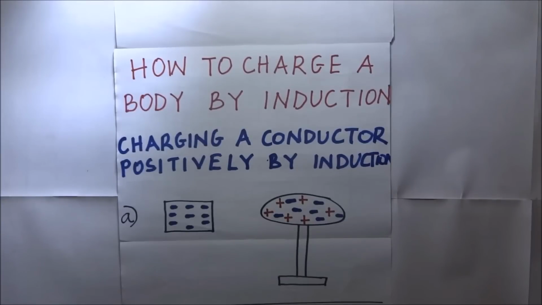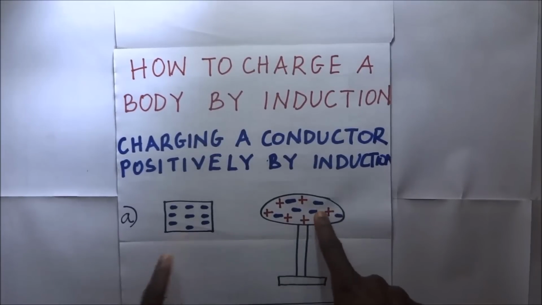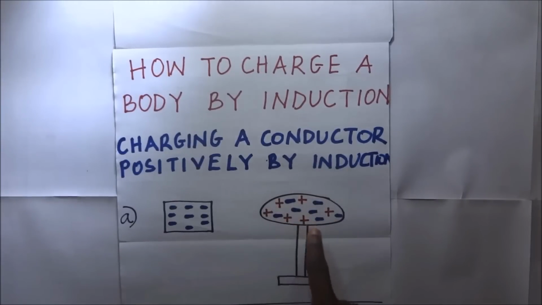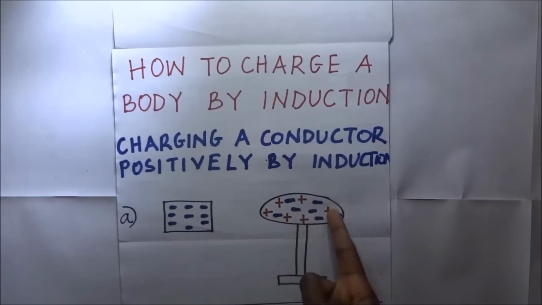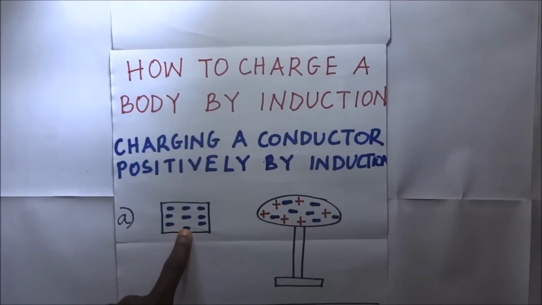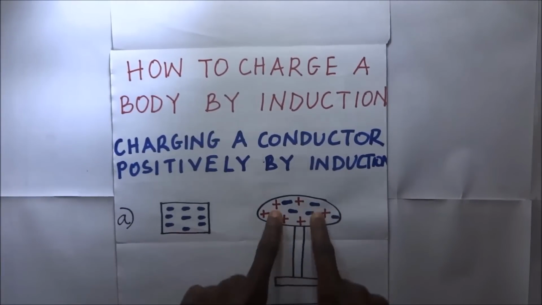In the first case, we get to see how to charge a body positively by induction. In our first diagram, we have a body that is negatively charged, and we have a conductor. This conductor is placed on top of an insulator. So this insulated stand is holding a conductor. As you can see, this conductor has both positive and negative charges, so this conductor is neutral. This is a negatively charged body.